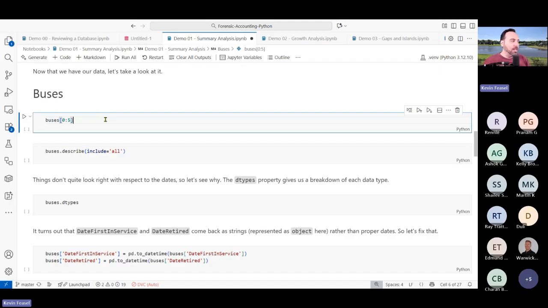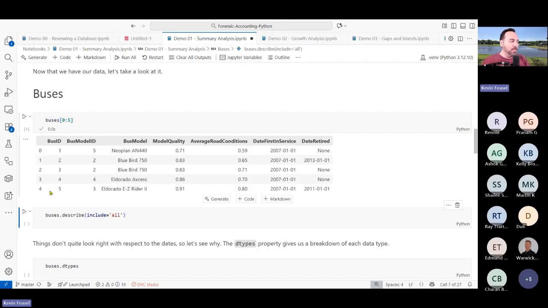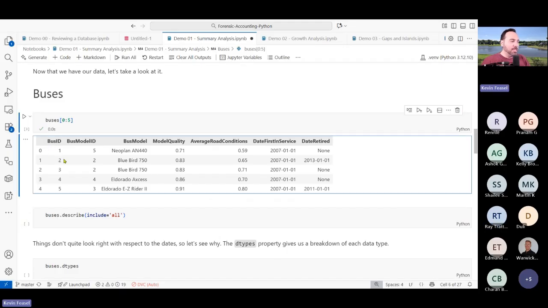So let me see the first few buses. I have buses 0 through 4 in the list, which happen to be bus IDs 1 through 5. For each bus, we have a bus model, and we have a model quality. And that quality would be how likely is this bus to break down soon. If it's a higher number, it's more likely to stay in good shape for longer. So that's the general idea.